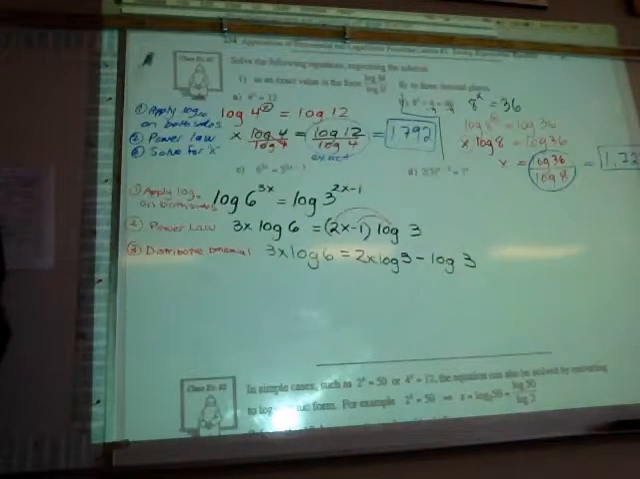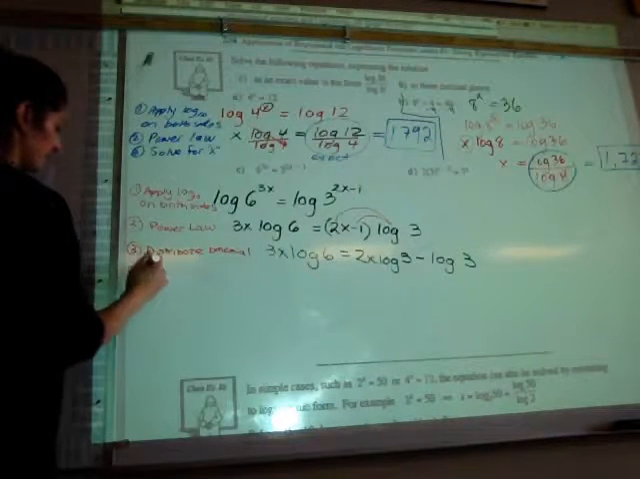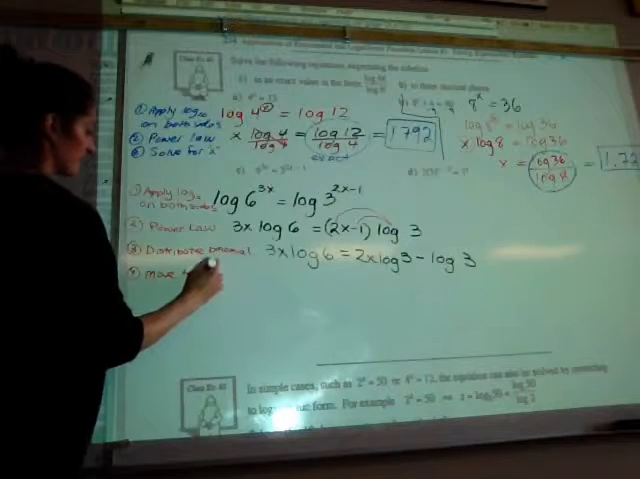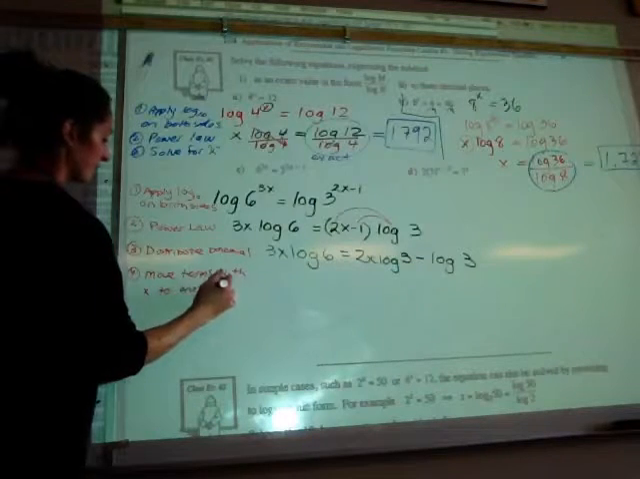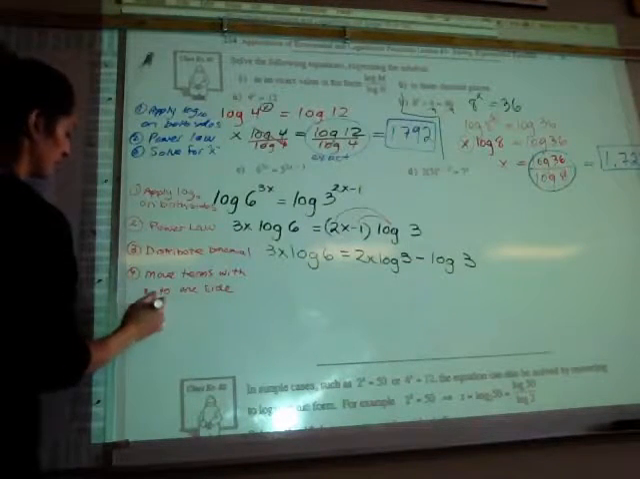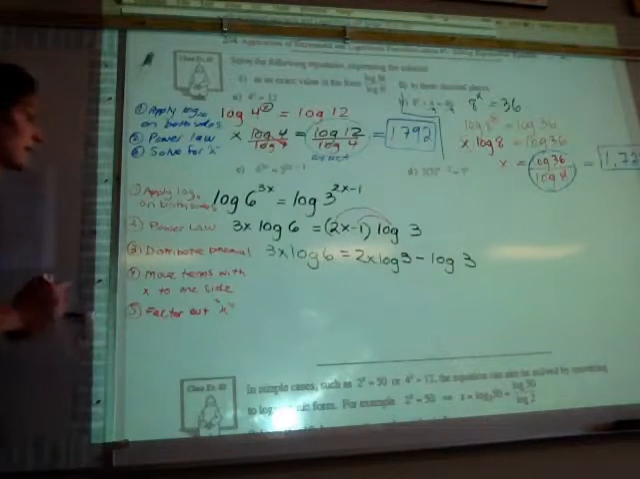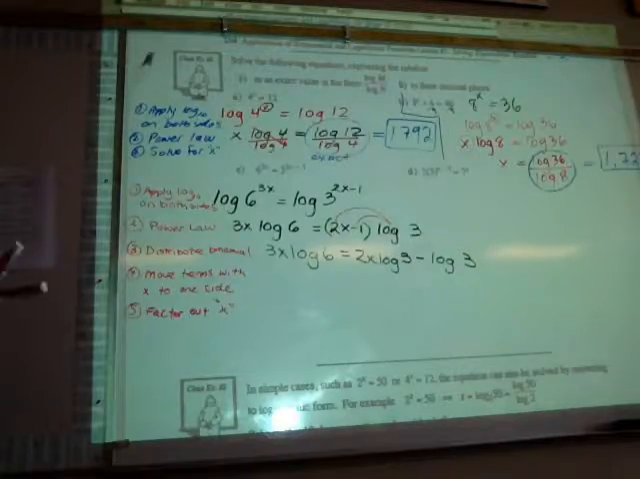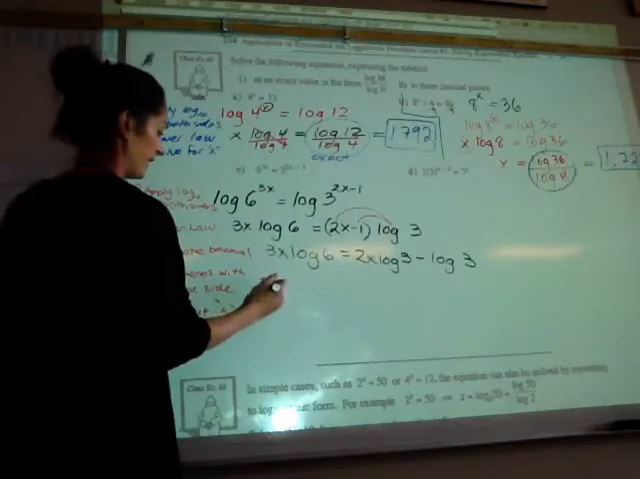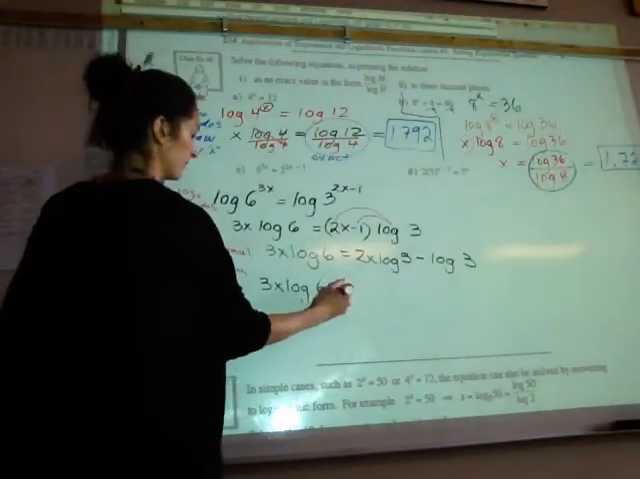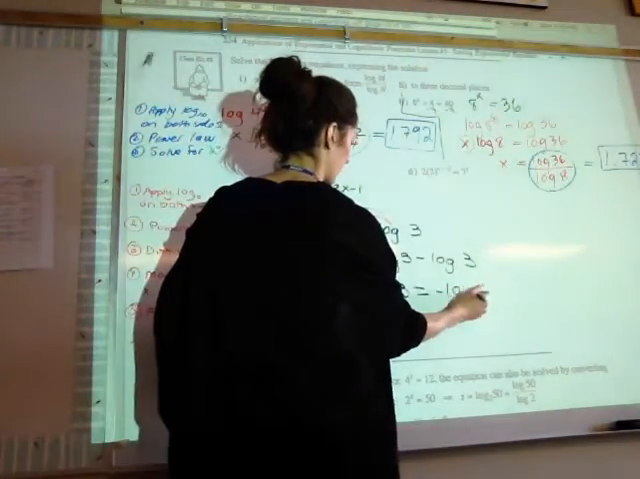Okay, then we want to combine common terms. So we're going to put all the x's together. So move terms with x to one side. And once we do that, we're going to factor out x. So let's subtract 2x log 3 from the left-hand side. And I have 3x log 6 minus 2x log 3 equals negative log 3.